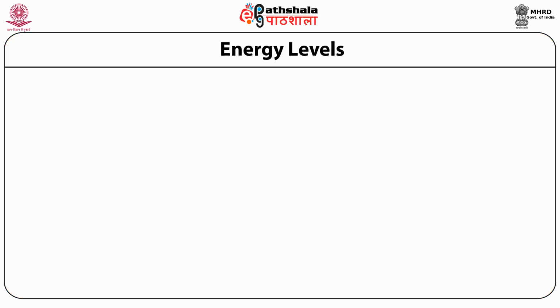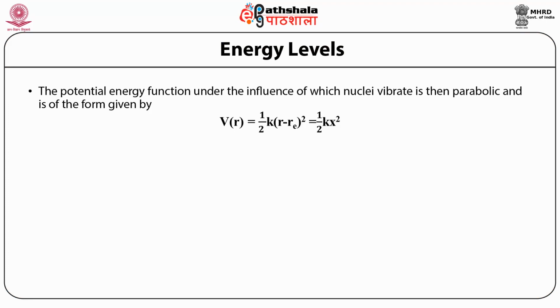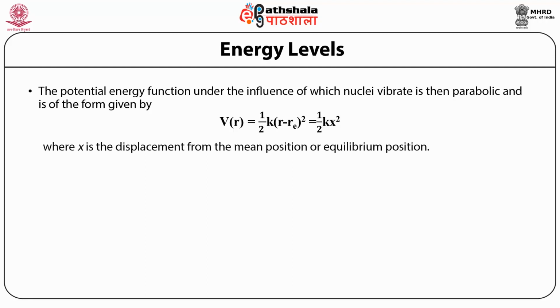We shall now derive it using the Schrödinger wave equation. A vibrating diatomic molecule is approximated as a harmonic oscillator. The potential energy function under the influence of which nuclei vibrate is then parabolic and is of the form given by V(r) = 1/2 k (r - Re) square = 1/2 k x square, where x is the displacement from the mean position or the equilibrium position.